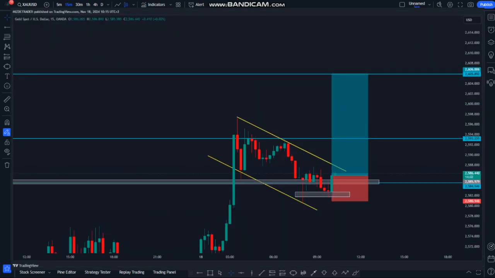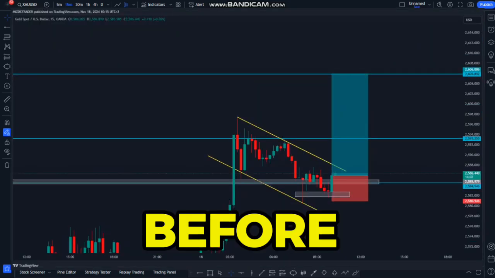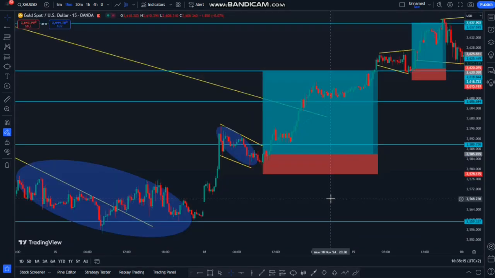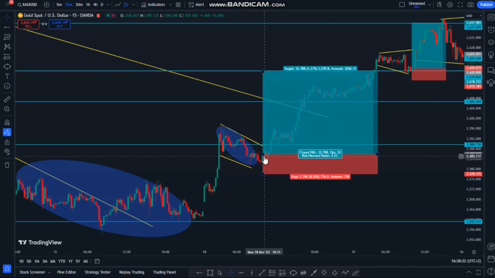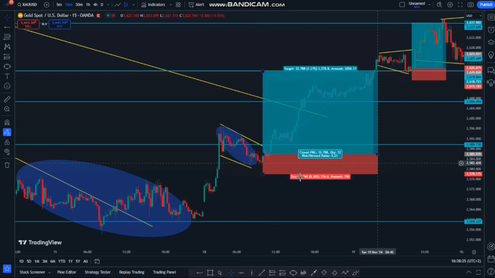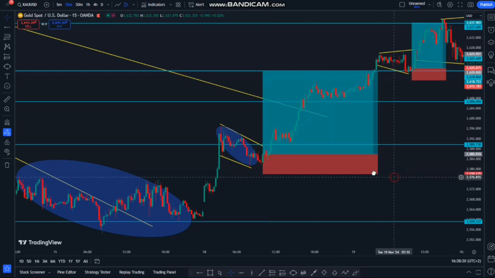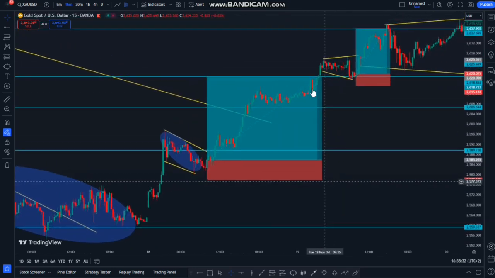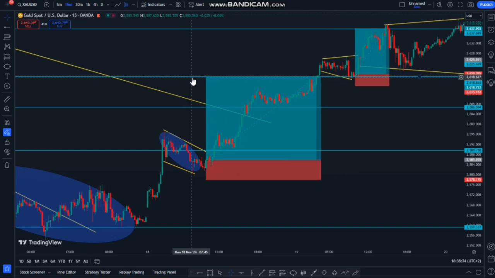As you can see, this was my setup. I'll put it on the screen. All the setups, I'll put them on the screens. I'll give you the before, and then you can see how it played. All right. So I took my trade here, and then I did send it to my free WhatsApp group. I told them to buy gold, which they did, and it went up. My target was at this zone.